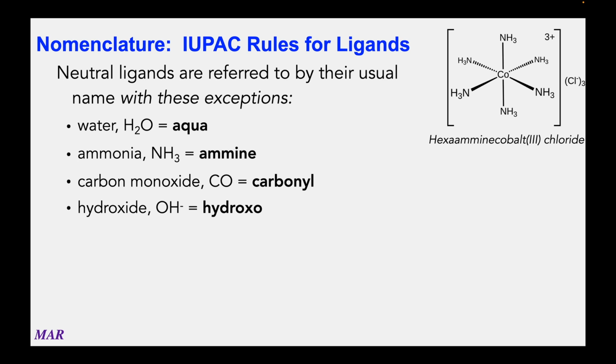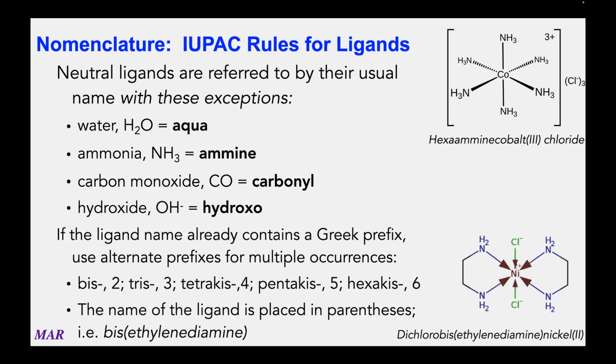The neutral ligands are usually referred to by their usual name, but there are some exceptions, and these are important exceptions. So water isn't called water, it's called aqua. And as we saw earlier, ammonia is not called ammonia, it's called ammine. Oh boy. Carbon monoxide is carbonyl, hydroxide is hydroxo. So if you see any of these, just realize they're messing with the names a little bit. Hydroxo is hydroxide, carbonyl, carbon monoxide, etc. So ammine up there means ammonia. Hexaammine, once again, 6 ammonias.